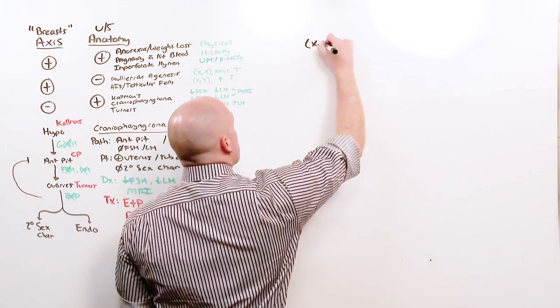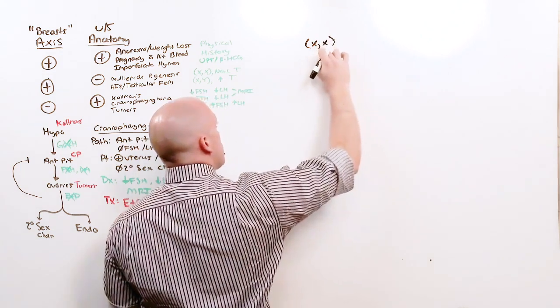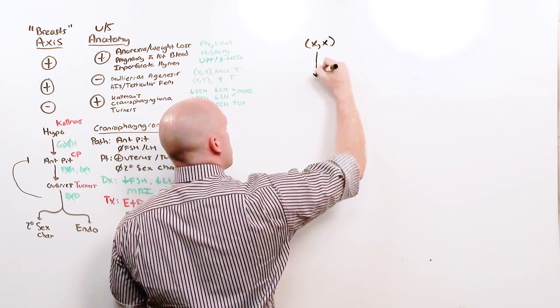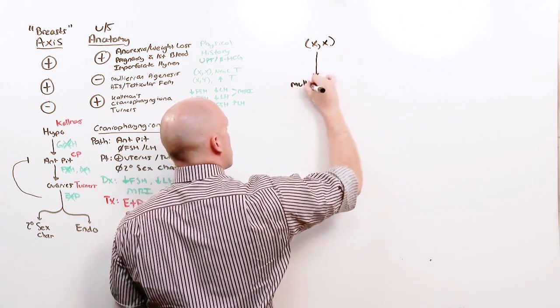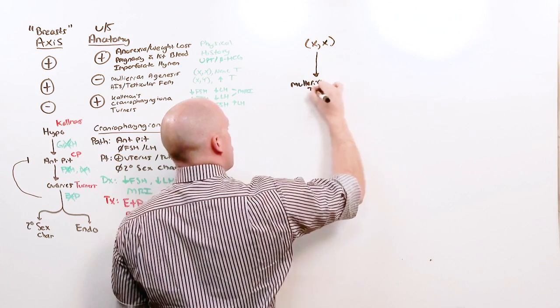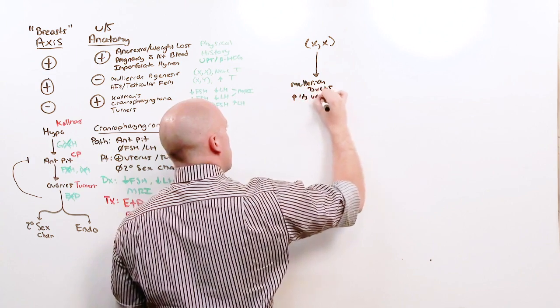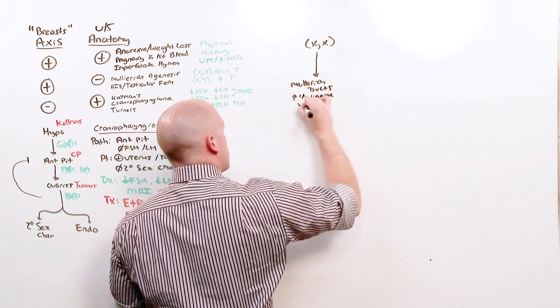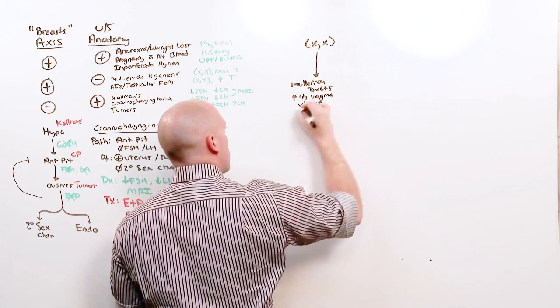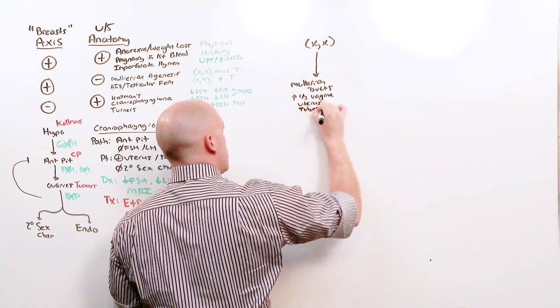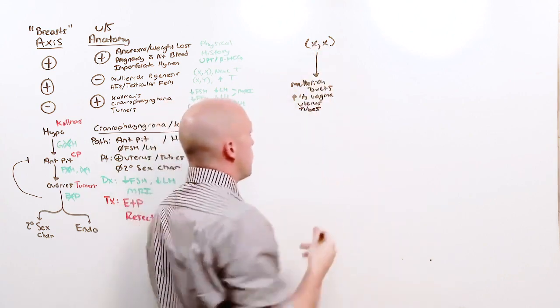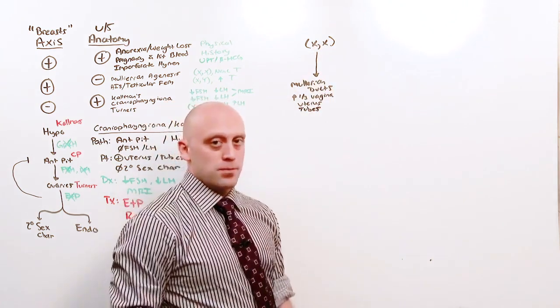What normally happens in a genetically female individual is that there is retention of the Mullerian ducts. And the Mullerian ducts make up the upper third of the vagina, the uterus, and the fallopian tubes. So a normal genetically female person will develop these three things.